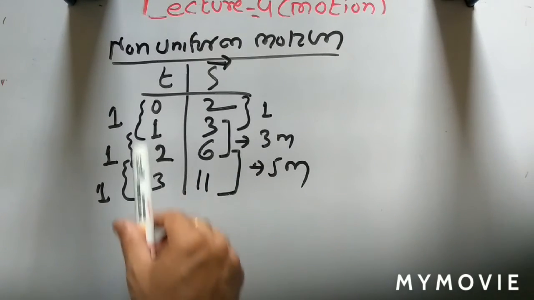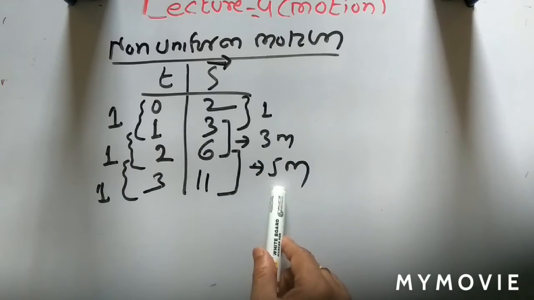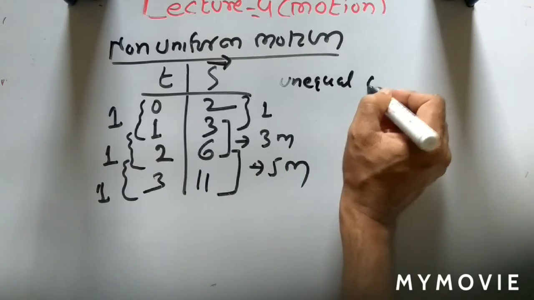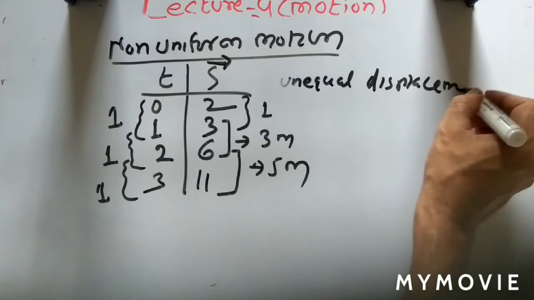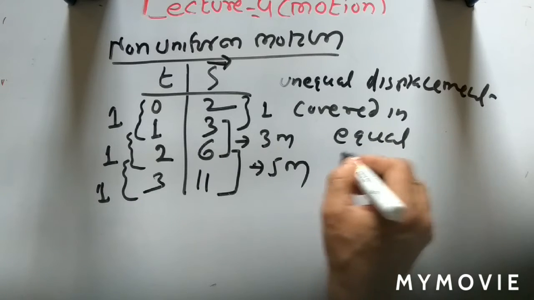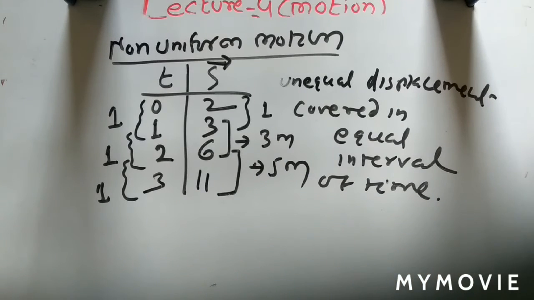So what is the conclusion here? In equal interval of time, the displacement covered is unequal. Unequal displacement covered in equal interval of time, that is called non-uniform motion. So what is non-uniform motion? If a body covers unequal displacement in equal interval of time, then it is called non-uniform motion.